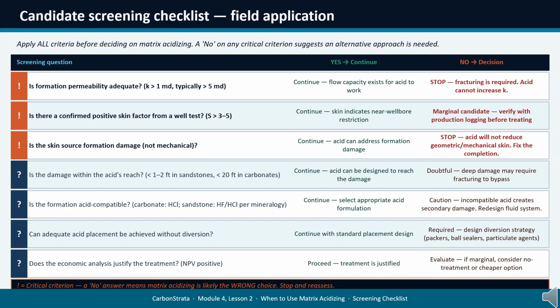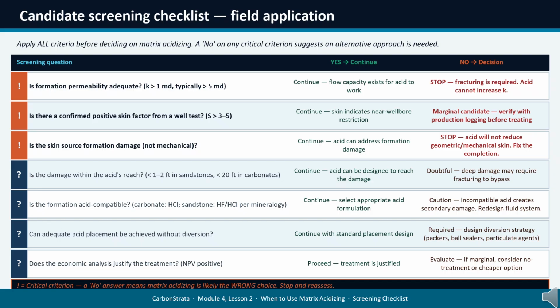First question. Permeability. If the answer is no, stop immediately. No discussion. Now second row. Skin must be confirmed, not assumed. If you do not have it, you pause the decision. Now third row. Source of skin. This is critical. If it is not formation damage, stop. Do not continue. Now move below.